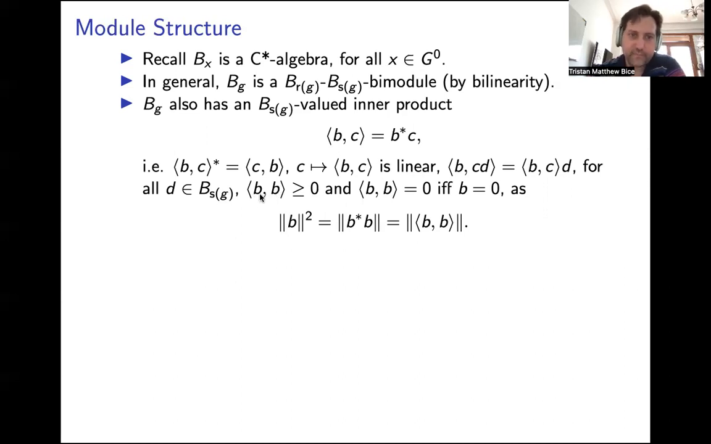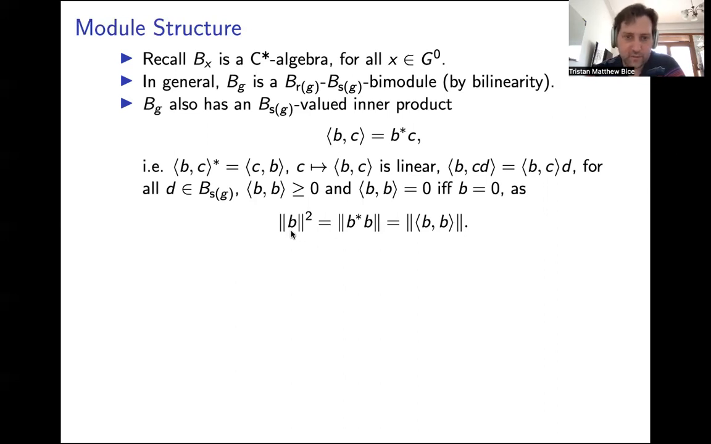And moreover, if these two elements are the same, then you'll always end up with something positive. And I mean positive in BSG, so positive in the usual C-star algebra sense. And last but not least, it's positive definite in the sense that this inner product with itself is zero if and only if B itself is zero. I guess I should say B is zero in that particular fiber, so in the fiber BG. There are lots of zeros in your bundle, I mean the particular zero in the fiber BG.